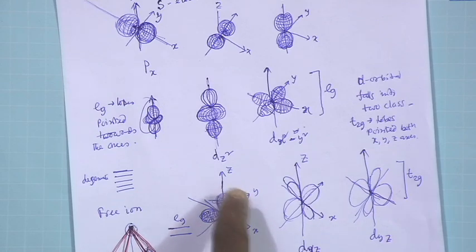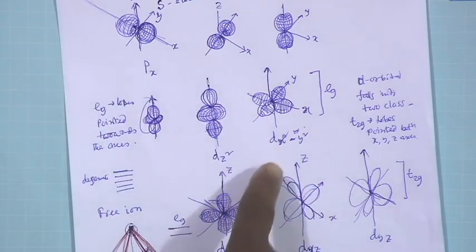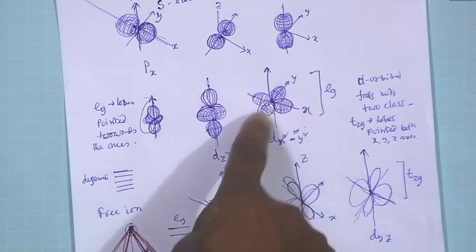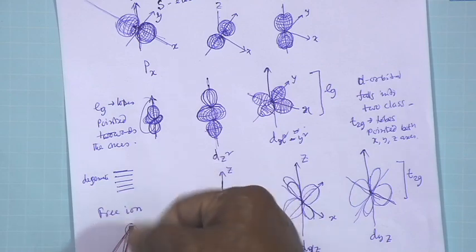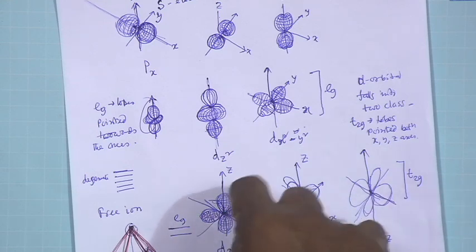So, this is dz square, along the z axis, and this is dx square minus y square. It is along the x axis and along the y axis; these lobes are along this direction. dxy means it is between the x and y axes. So, it is not along the x axis or y axis, but it is in this plane, between these two axes.